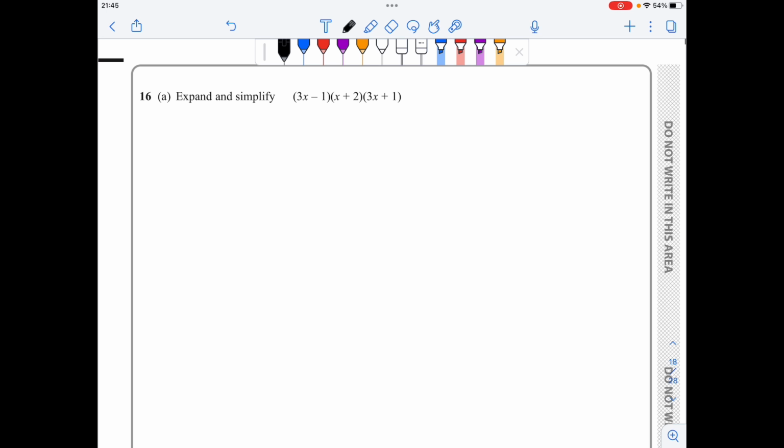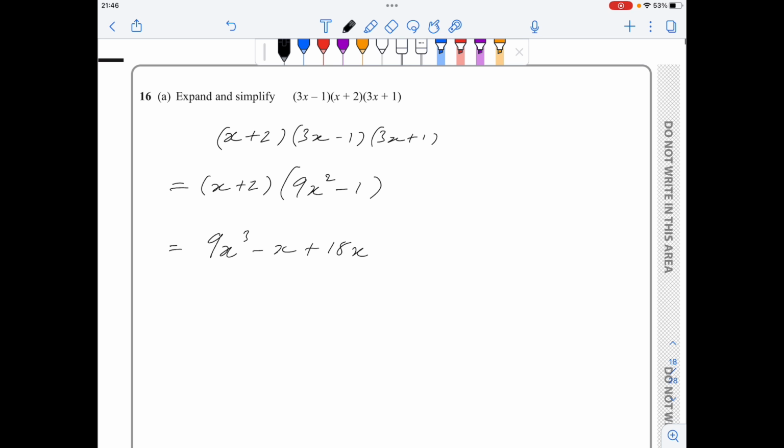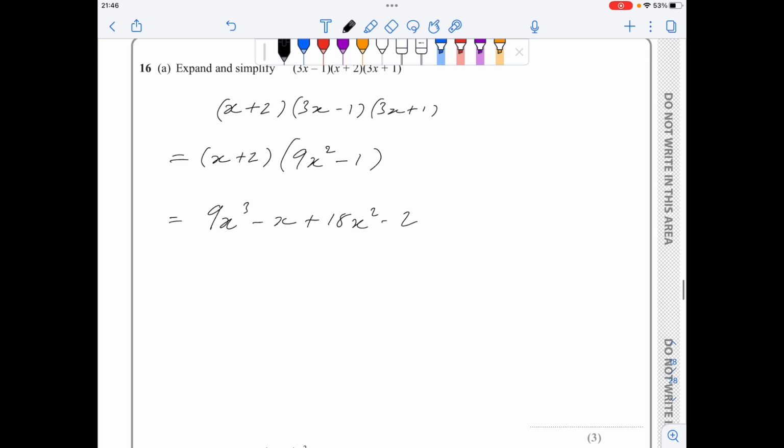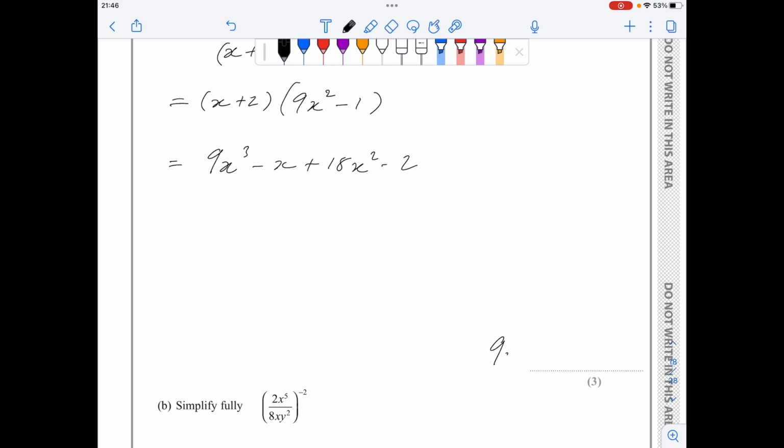For part of question 16, note that the first and the last bracket, when expanded, give me the difference of two squares. So I'll rewrite the first bracket, and then the first one and the last one. So keep the first one the same, and then expansion will give me 9x squared minus 1. So now I'll expand term by term and get 9x to the power of 3 minus x plus 18x squared minus 2. And if you put this in the right order, you're going to get 9x to the power of 3 plus 18x squared minus x minus 2.